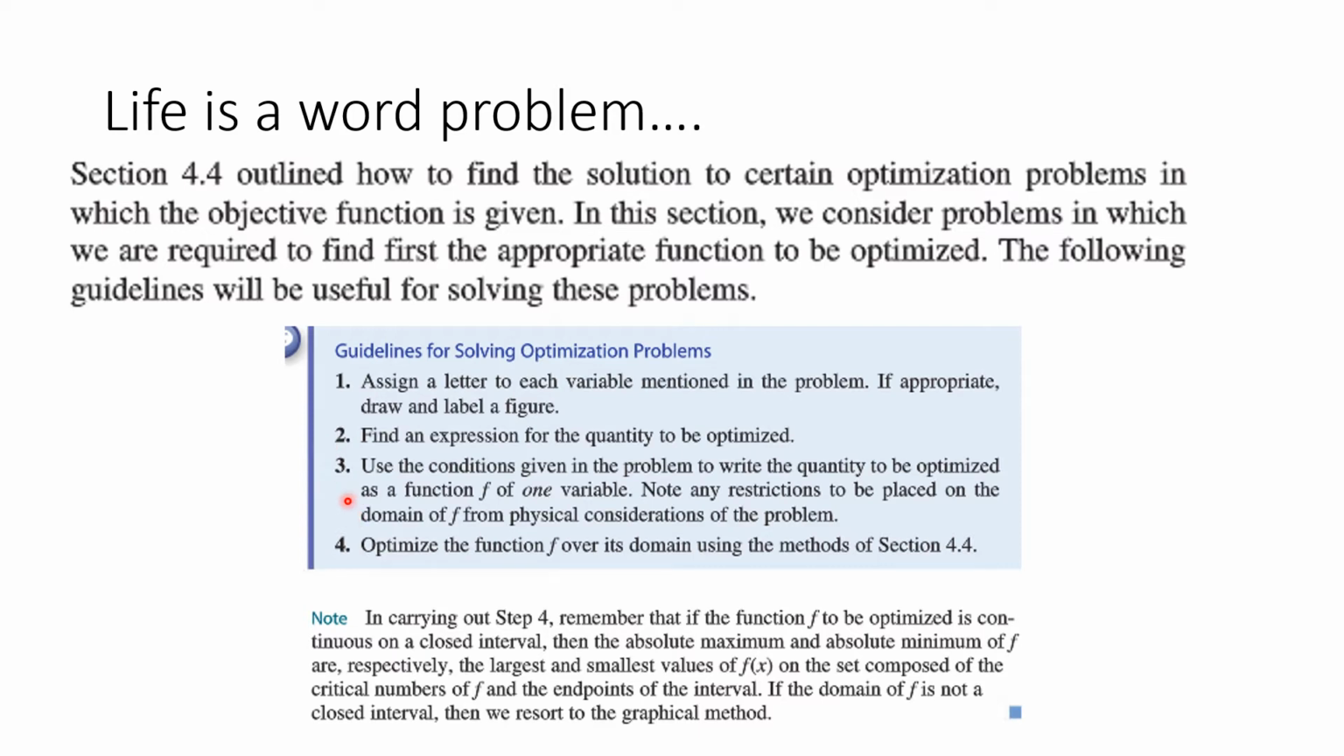Then, number 3, use the conditions given in the problem to write the quantity to be optimized as a function of one variable only, because we're only studying single variable calculus so far in this class. That will change later. Note any restriction to be placed on the domain of f from physical considerations of the problem. Then number 4, optimize the function f over its domain using the methods of the previous section.